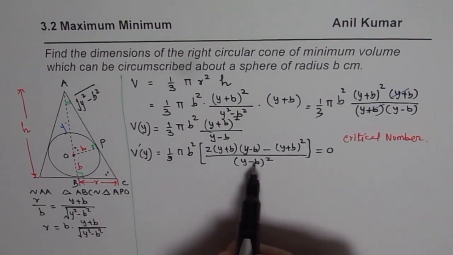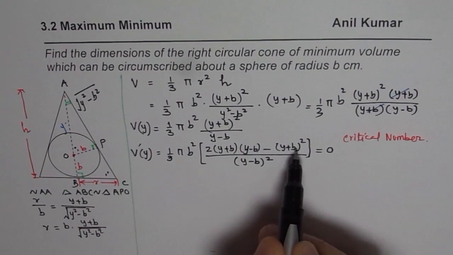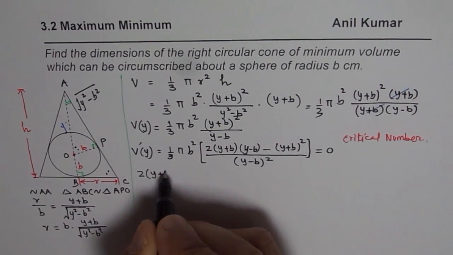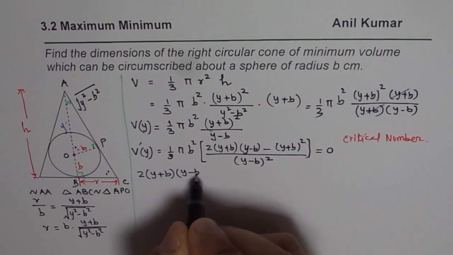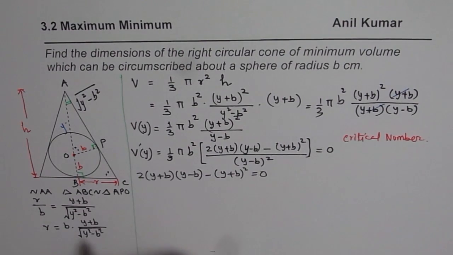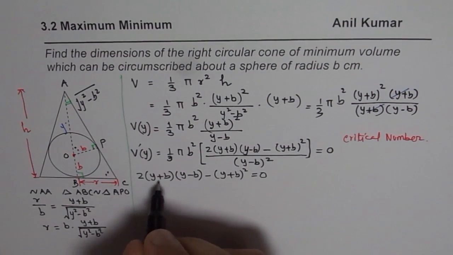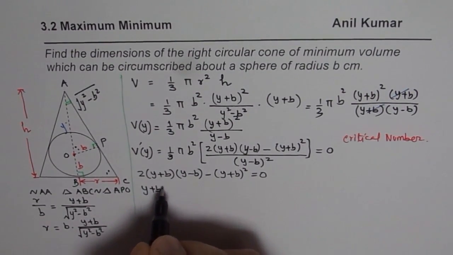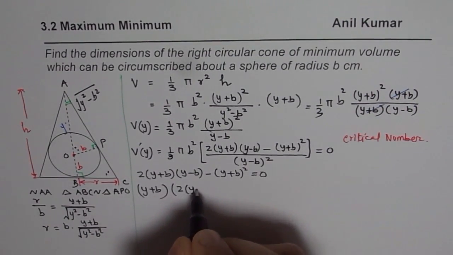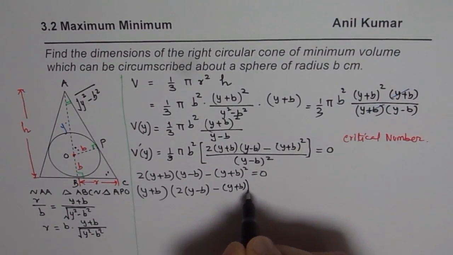Now these are all constants. It can be 0 when this term is 0. So let us write down this term and equate it to 0. So we have 2 times (y plus b) times (y minus b) minus (y plus b) whole square equals 0. So you could expand and simplify, but a better way is to factor out y plus b. So let me factor y plus b, and then we are left with 2 times (y minus b), and here we have minus (y plus b), right, equals 0.